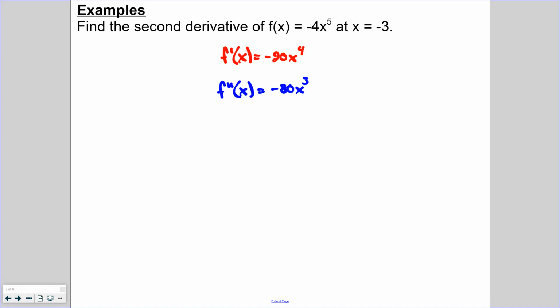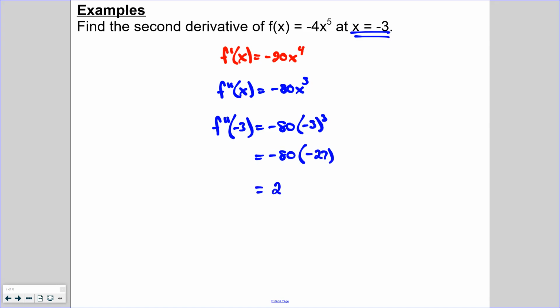But again, we're not trying to find the general second derivative. We want the second derivative at x equals negative 3. So we'll take our second derivative, we will substitute in negative 3, which will give us negative 80 times negative 3 cubed. Well, negative 3 cubed is going to give us negative 27, and then negative 80 times negative 27 ends up being 2,160. And there we go, the second derivative of f of x at x equals negative 3.